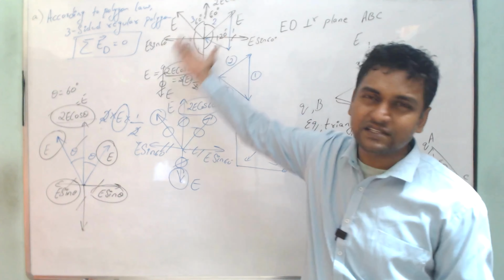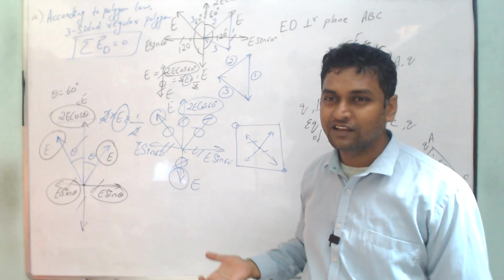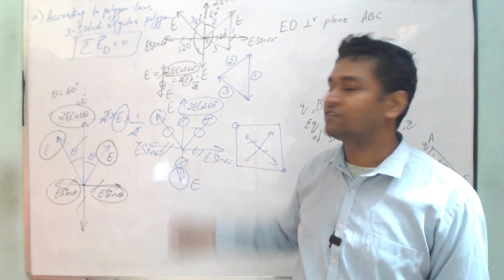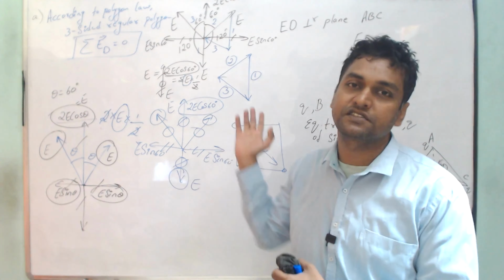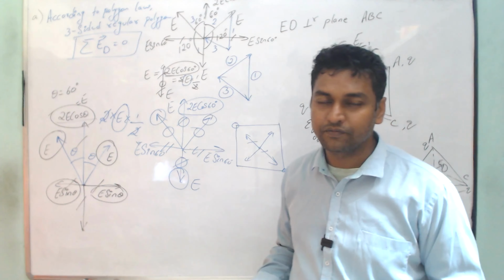Again, we are doing n-sided polygon vectors only. Where is electrostatics? Once I said this is electric field, this is electric field, this is electric field. Now I am in vectors, solving a vector problem. Understood?